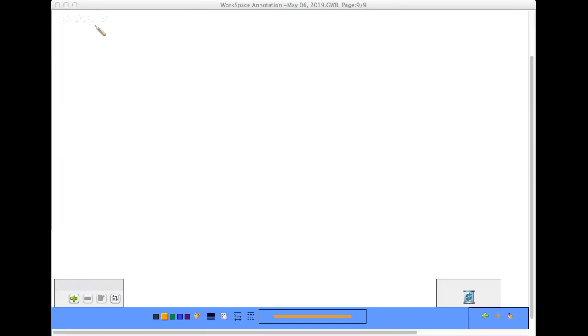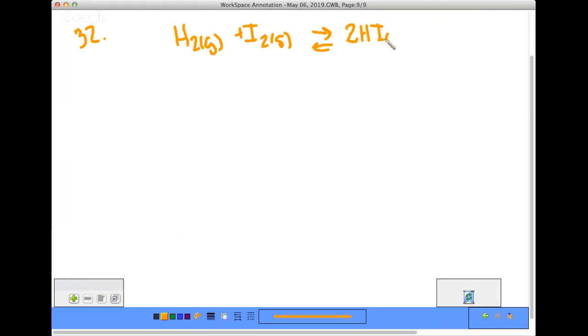Let's look at number 32. 32 is kind of a similar problem, but there's kind of one little trick with this one. We have H2 gas plus iodine solid, and we produce 2HI gas. And this is really important because this is a solid. So what we see is this is 1 mole of gas compared to 2 moles of gas. This is going to be coming into play when we look at the pressure.